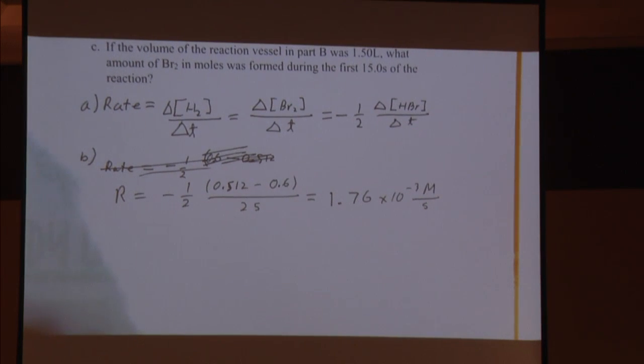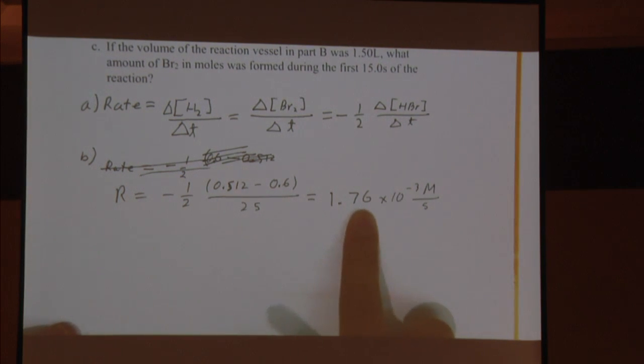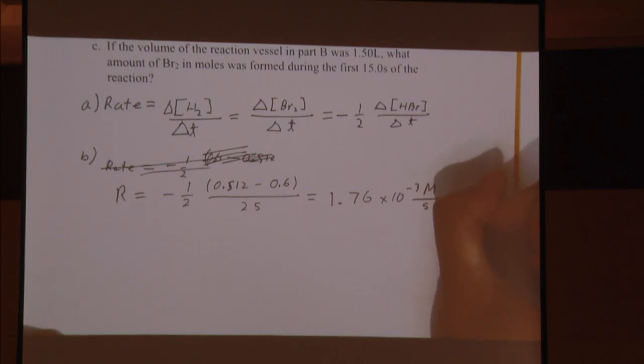So for C, if the volume of the reaction vessel was 1.5 liters, what was the amount of bromine in moles that was formed during the first 15 seconds of that reaction? So we need to figure out, okay, how many moles did we form to begin with? We have our average rate of the reaction right here.